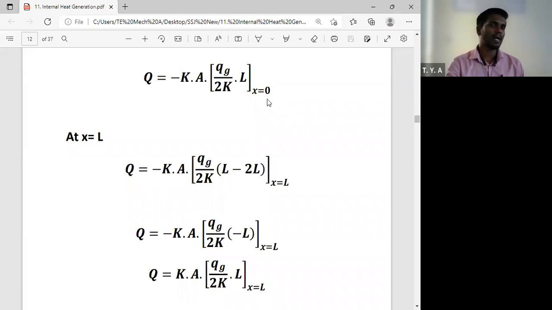तुम्हाला अर्थ समजला का बघा. At x is equal to 0, what is the equation of Q? X is equal to 0 काय इक्वेशन आहे सांगा. Minus k into a into qg into L divided by 2k. And what is the equation at x is equal to L? Equation is same, दोन्हीचे इक्वेशन सेम आहे, फक्त साइनचा डिफरन्स आहे.